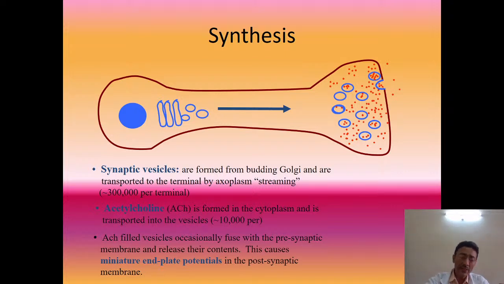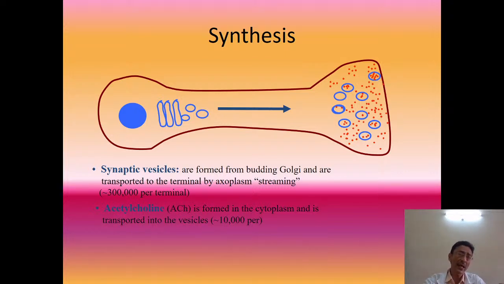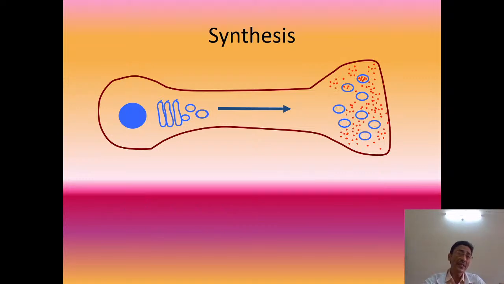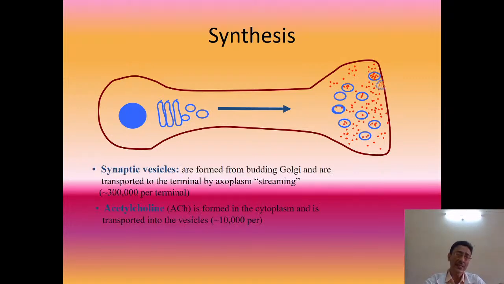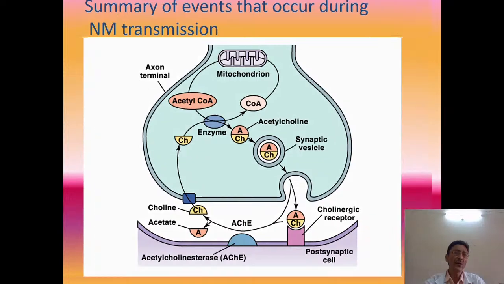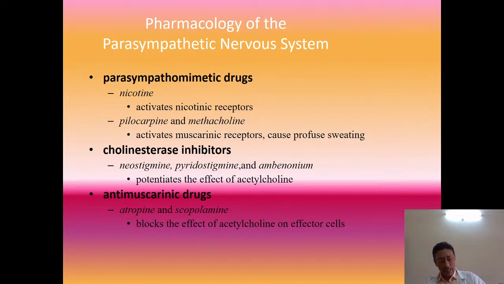So I hope you understood about myasthenia gravis, the pathophysiology, the symptoms, and the physiological basis for the treatment of this disease. Now let us go briefly on to some other things, some other clinically oriented things.